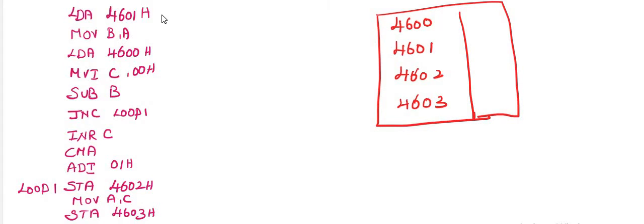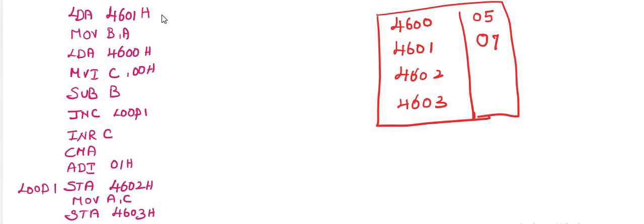So here we have to get one data. So here we are taking 4601 as 07, and then 4600 we are taking as 05. So we have to find the difference.